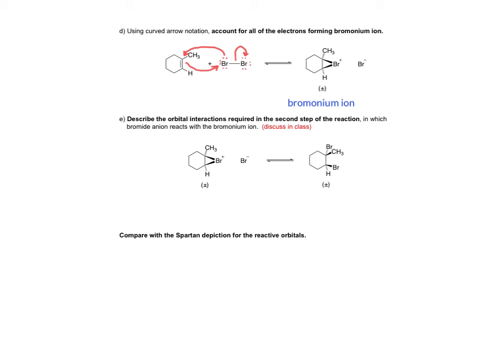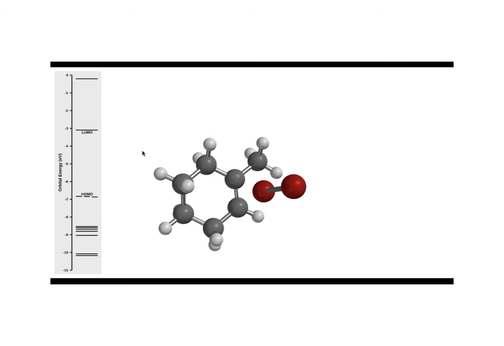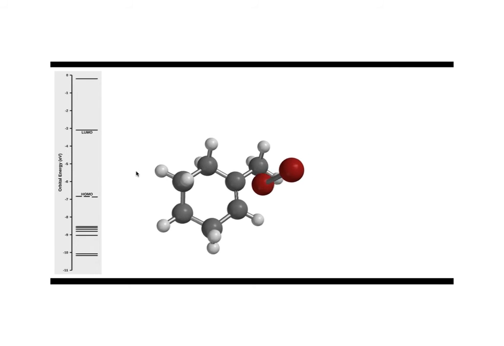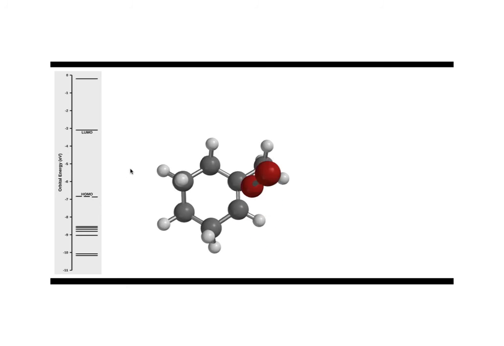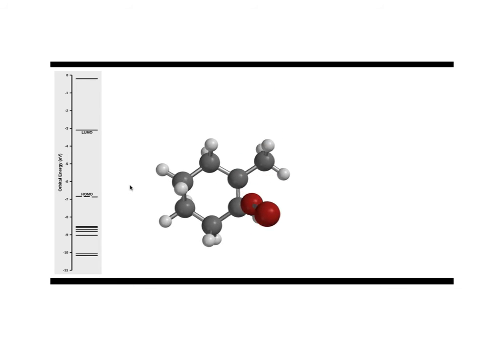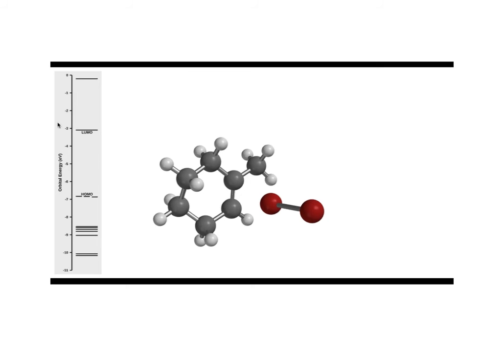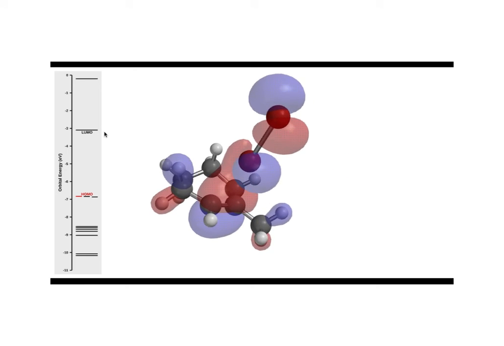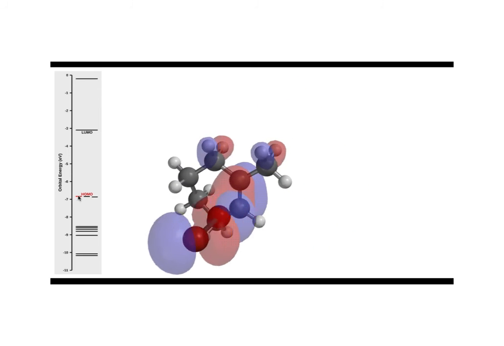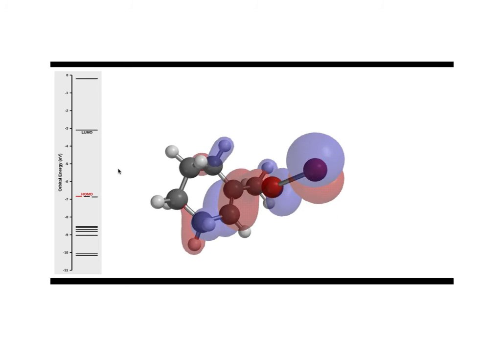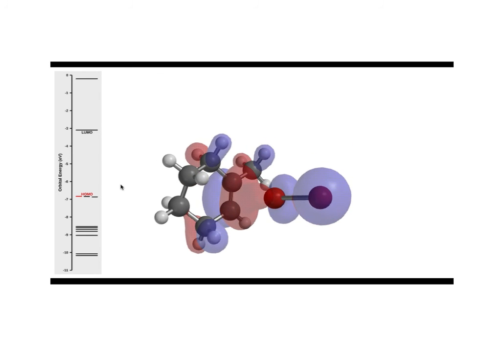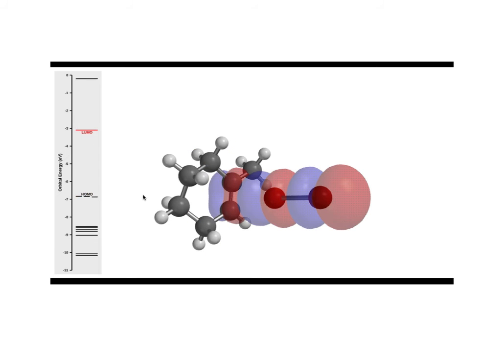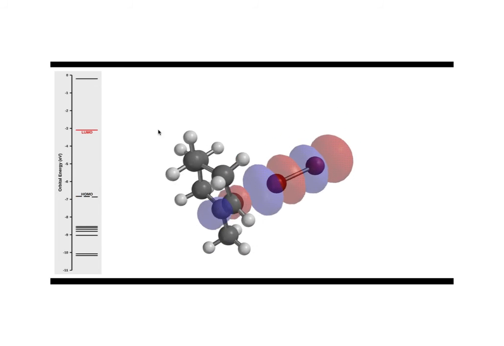I'll now show the Spartan depiction for the reactive orbitals giving the bromonium ion. This shows methylcyclohexene and bromine in close proximity to each other. I'll wobble the structures a little bit so that you can see them relative to each other. This is the HOMO for the entire system, but this shows a repulsive interaction between the electrons on lone pairs of bromine with the HOMO electrons of methylcyclohexene. The LUMO is more relevant.